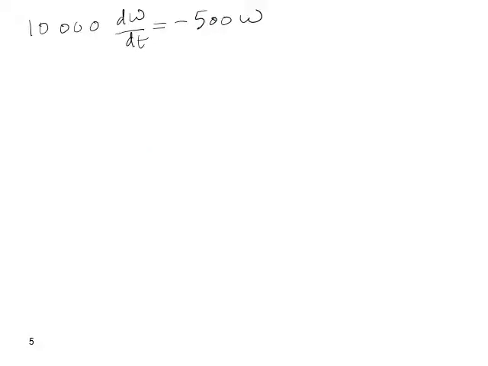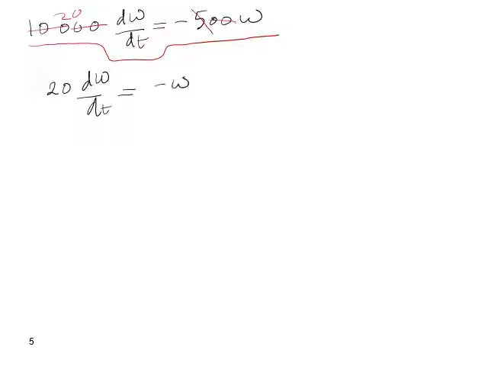Okay, so we reached this equation. Now I can just cancel the 2 zeros with these 2 zeros, 5 with 100, so I will get 20 here. So I am getting 20 dW/dt equals minus W. I can rearrange this equation, so I'm going to get dW over W is equal to, taking this to the other side, 1 over 20 dt.